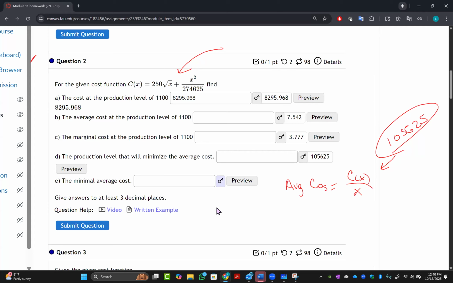Okay, perfect. I just plugged it back into the original function and divided it by the number of items. Right, because we're asked for the average cost, but we want to make it minimized. Well, we know to minimize it, we have to make this many items. So we plug in the cost divided by the number of items.